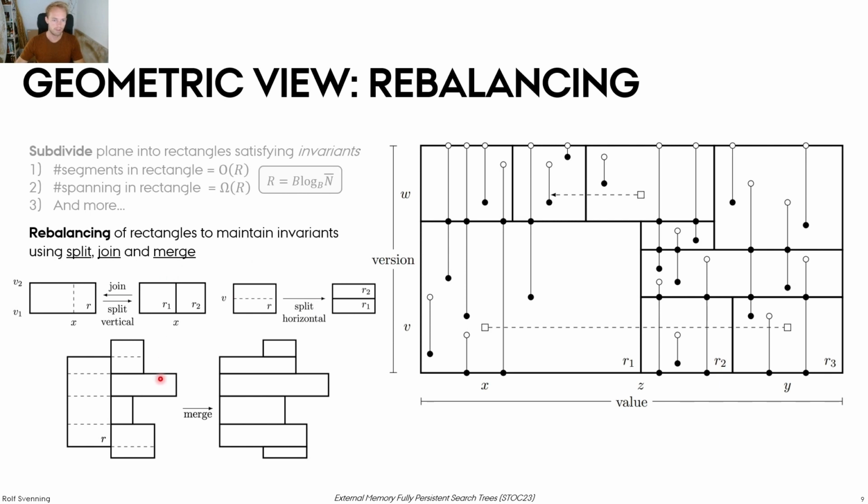These rebalancing operations are then combined into more complicated rebalancing operations such as a merge. A merge is, for example, needed in the case where we have a rectangle R here, where deletions cause a violation of this second invariant, that there are no longer enough spanning segments in here. And we fix it by making all these vertical splits or horizontal splits and then vertical joins, such that the spanning segments from this right neighbor get joined with this new smaller rectangle here, which yields this rectangle.